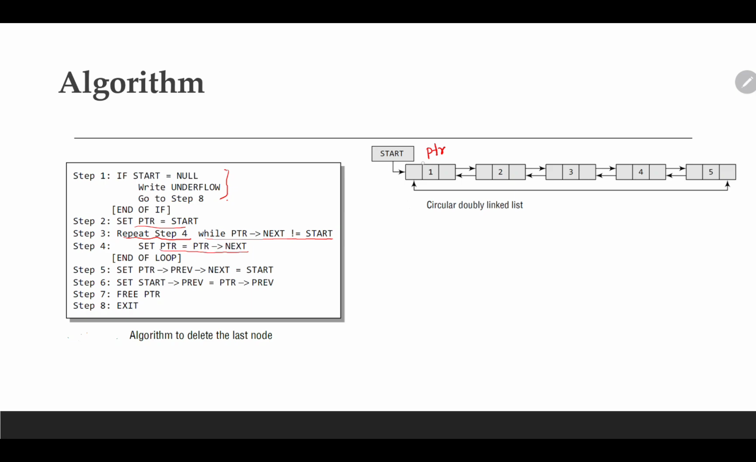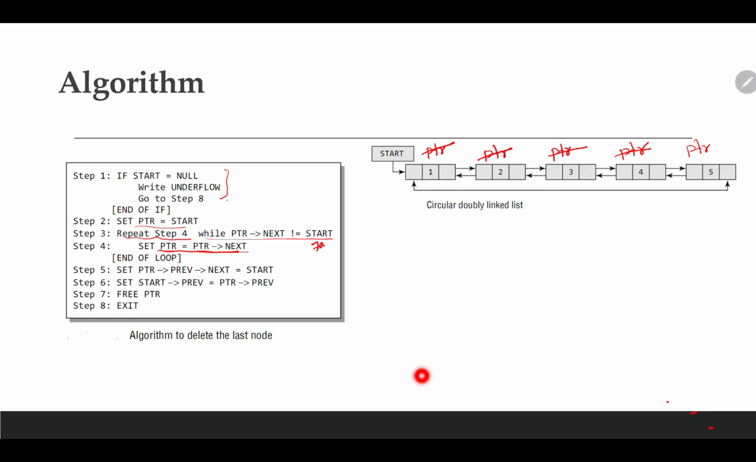So we will check the condition: is ptr->next the start node? It is not the start node, so we execute the statement ptr = ptr->next. So this is the ptr. Then we check whether ptr->next is the start node. No. So this is the ptr. Then we check ptr->next is start. No. So this is the ptr. Then next we check here, ptr->next is the start node. Yes, it is the start node. This condition becomes false here.